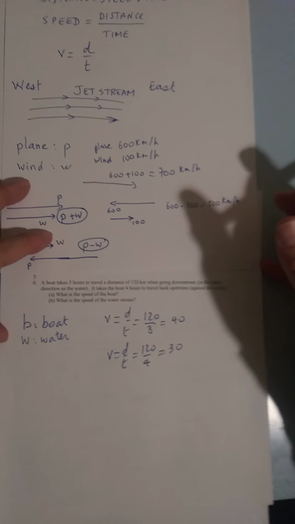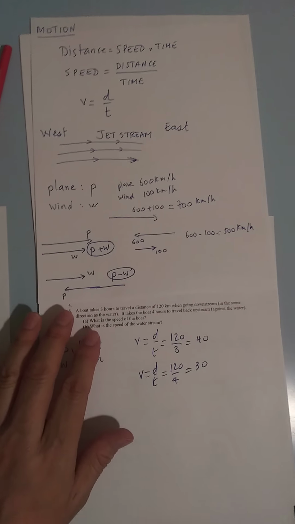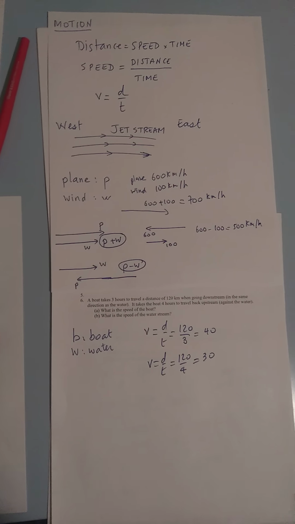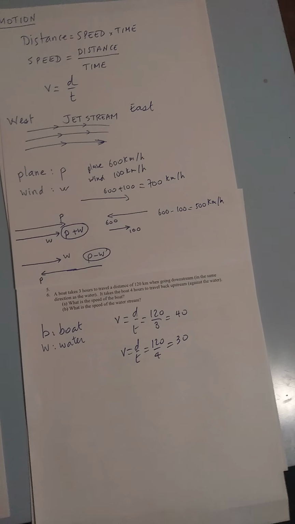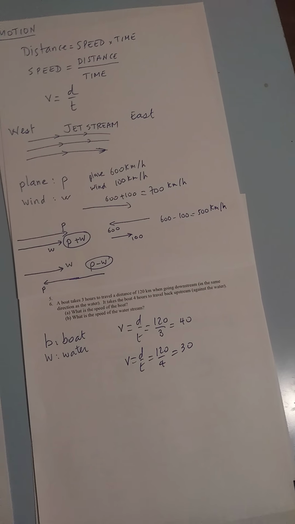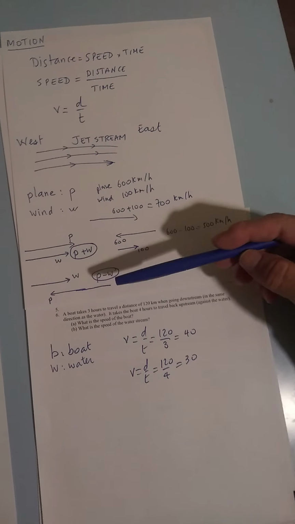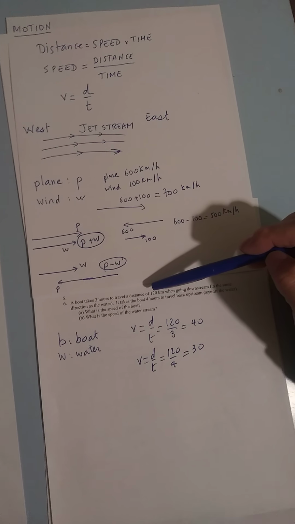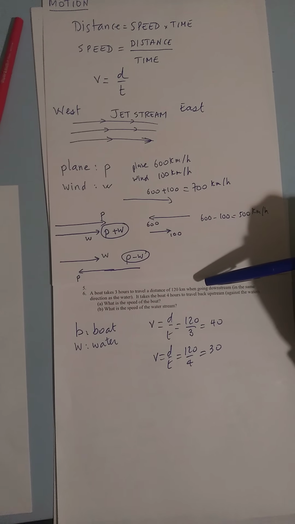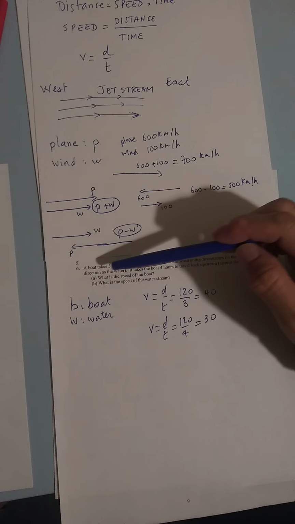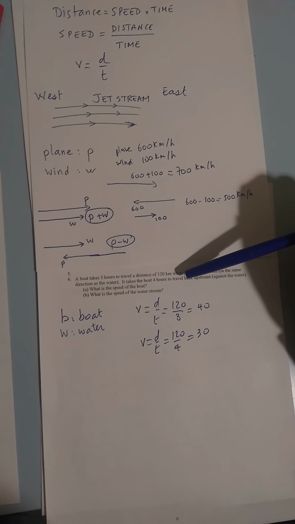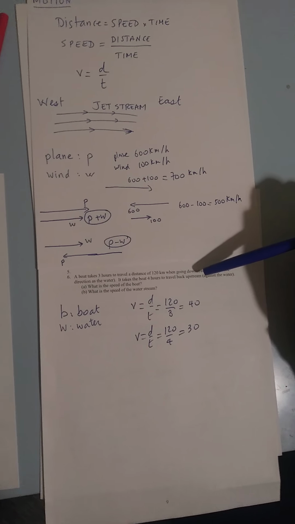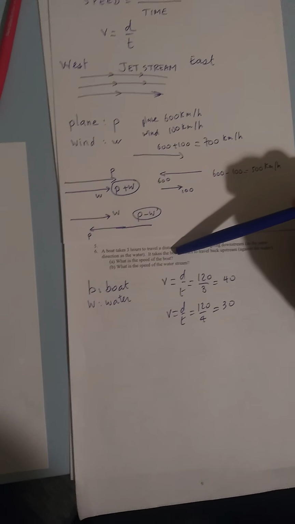We can solve this problem also of a boat in water. Same thing. When the boat is going upstream and when it's going downstream, the boat goes at different net velocities. Okay, it takes about 3 hours to travel a distance of 120 kilometers when going downstream. That means in the same direction as the water. It takes about 4 hours to travel the same distance back upstream against the water. What's the speed of the boat? What's the speed of the water?